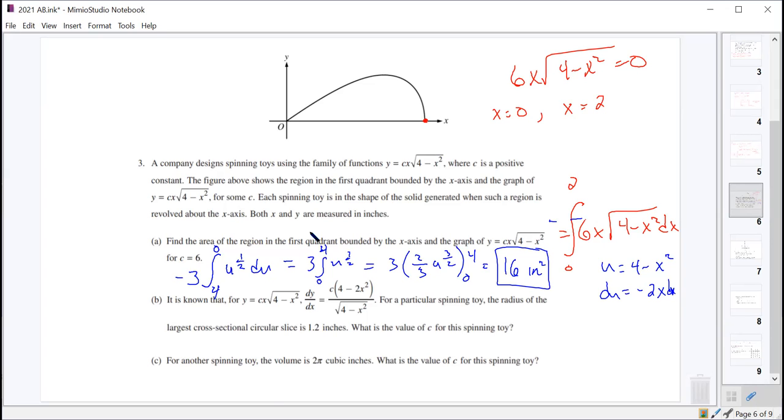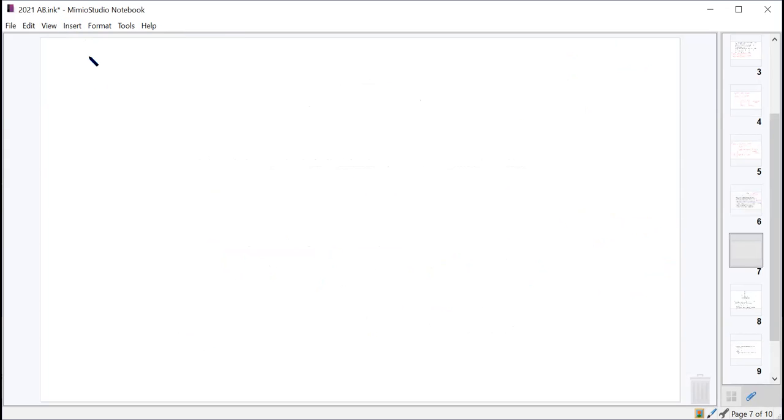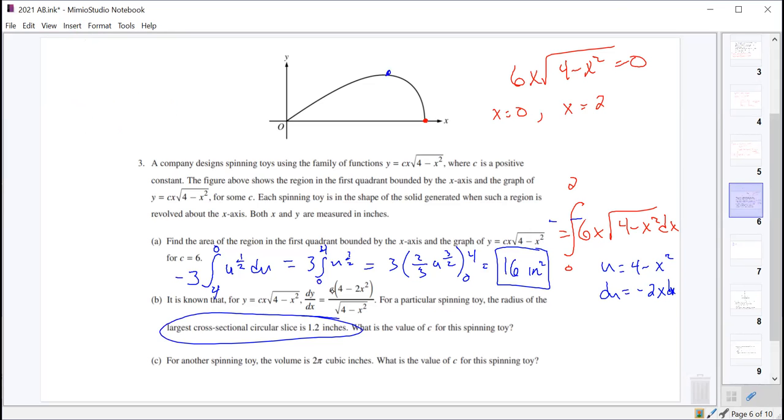We've got the function, we've got the derivative. We need to figure out when our derivative is equal to 0, because that's when we're going to be at this local max, and that's when we're going to have our largest cross-sectional slice. So when does dy/dx equal 0?